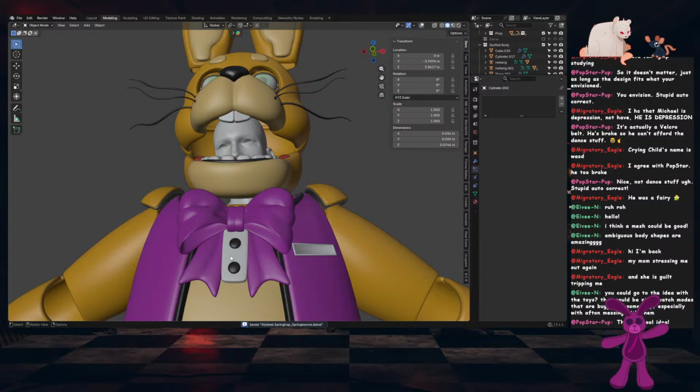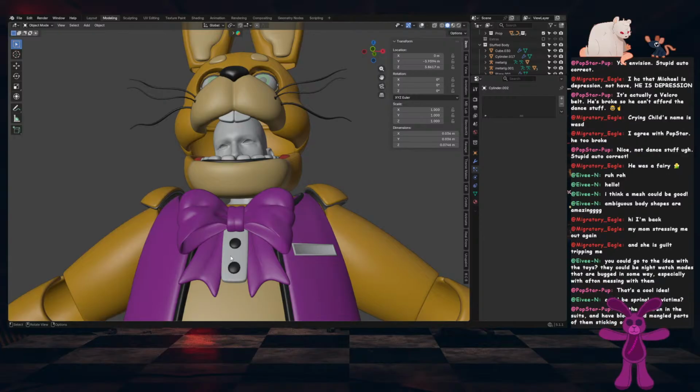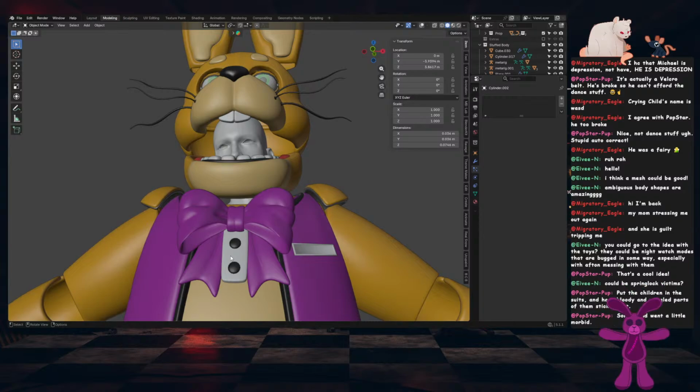Mom's stressing me out again and she's guilt tripping me. Oh, unfortunately, because you are young, you know, there's not a whole lot you can really do against that. You're equal. Just try and take your mind off it, you know. And if you know that she's guilt tripping you, then the best thing you can try and do is ignore it. But it's a hard thing to do.